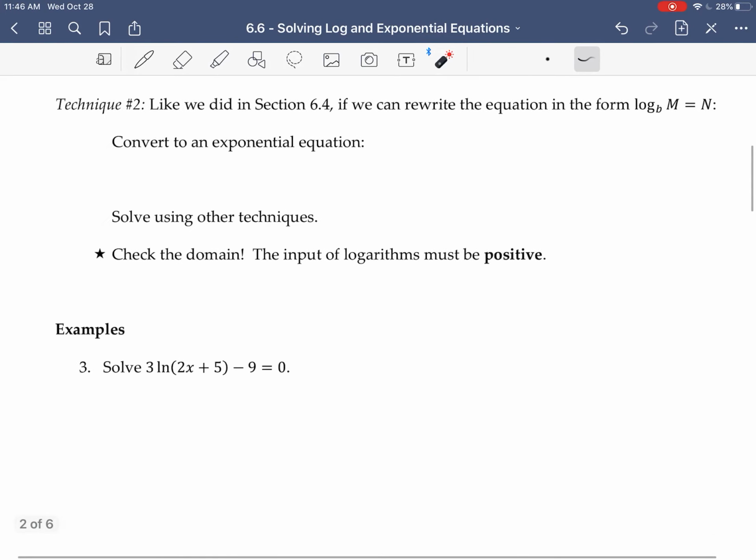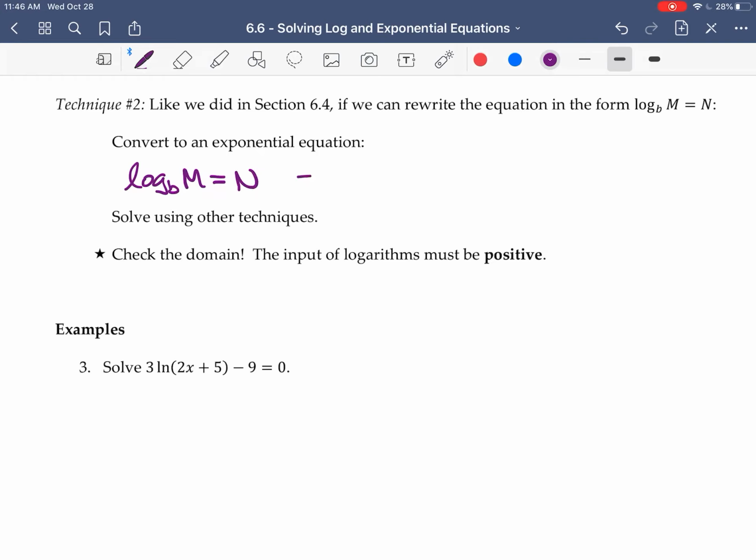Now, technique number 2. Like we did in section 6.4, if we can rewrite the equation so that we just have one log equals some number, then we can convert to the exponential equation. So remember, log base b of m equals n is the same as saying b to the power n equals m. That's the exponential version, and then we can solve that.